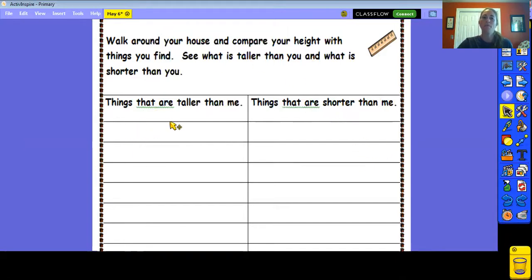Things that are shorter than me, my water bottle. Okay, so see if you can find 5 things that are taller than you and 5 things that are shorter than you. That's your challenge, okay?